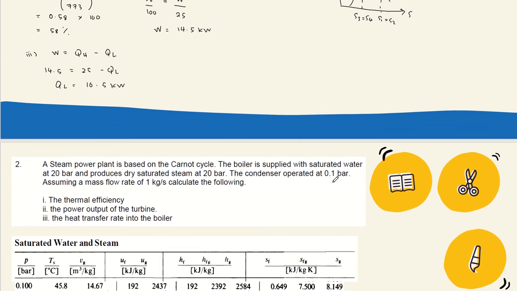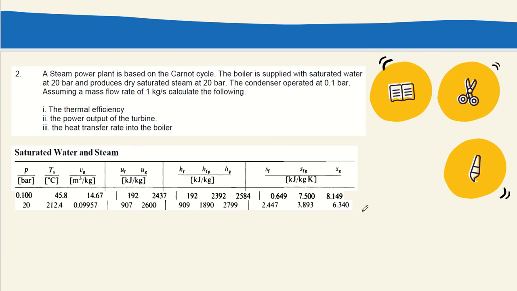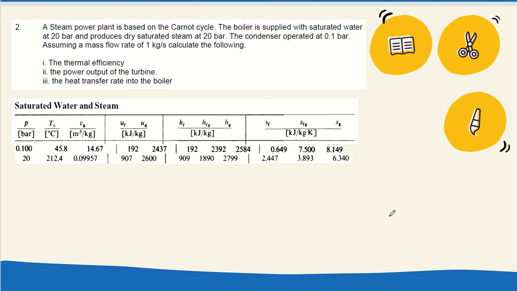And then we go to question number 2. For the Carnot cycle, a steam power plant is based on the Carnot cycle. So it is confirmed the cycle is a Carnot cycle. The boiler is supplied with saturated water at 20 bar and produces dry saturated steam at 20 bar, and then the condenser operates at 0.1 bar. The mass flow rate, meaning m dot. Calculate the following: the thermal efficiency.